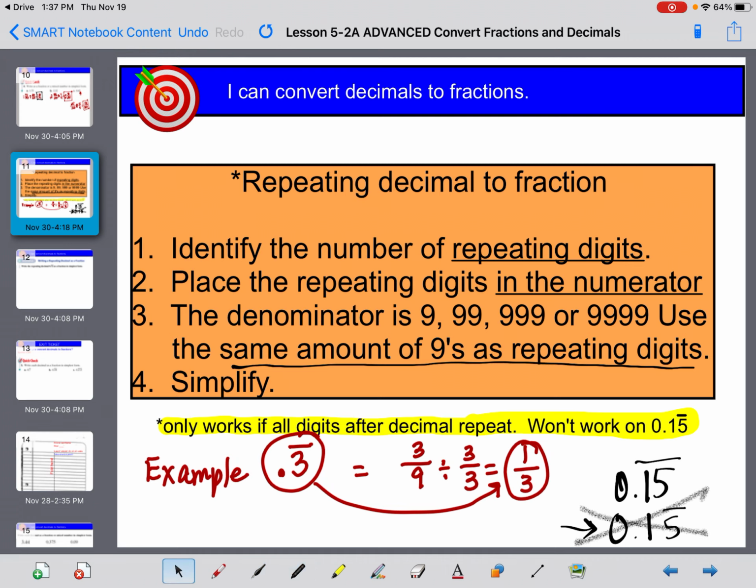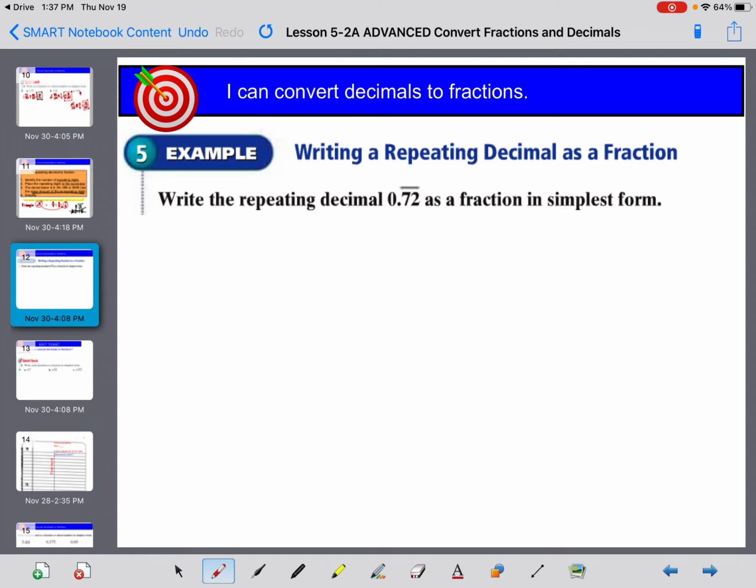All right, so let's do this one together. The fraction is 72 hundredths. I see that the 7 and the 2 are repeating because it has this bar over the top. The steps tell me to identify the repeating digits, 7 and 2. Then place the repeating digits in the numerator, 72 over, and in the denominator, use the same amount of nines as there are repeating digits. There are 2 repeating digits, so I put it over 99. Then simplify. 72 and 99 have a common factor of 9, and I get 8/11.